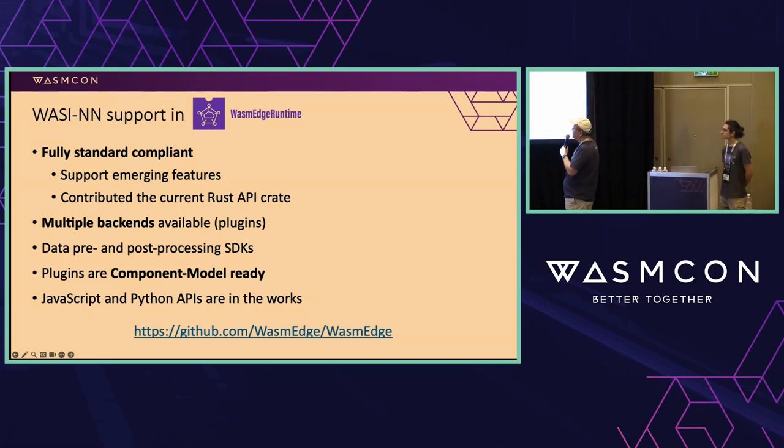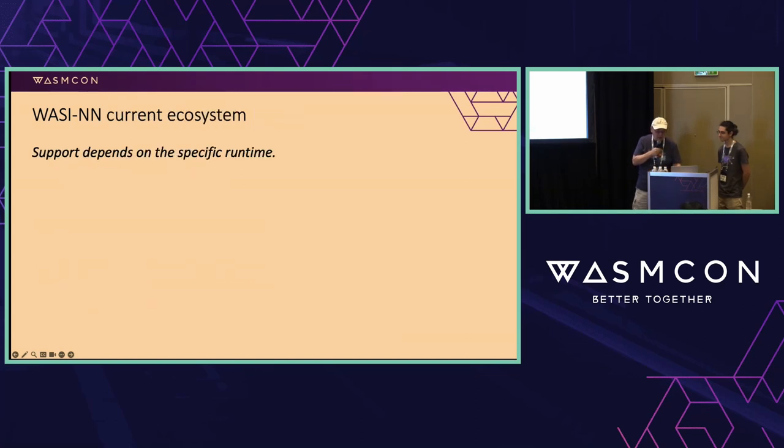The other interesting thing is that WasmEdge has a plugin mechanism that is fully component model ready. We've heard about the component model today, right? The plugins provide the interface between the Wasm runtime and PyTorch and TensorFlow, and the interface to the API inside the Wasm can be generated by component tools. And like everything in Wasm, we started in Rust, but other languages are also being supported, like JavaScript and Python APIs. This is one of our collaborations with VMware to enable Python APIs for WASI-nn.